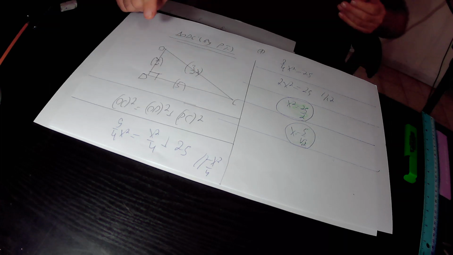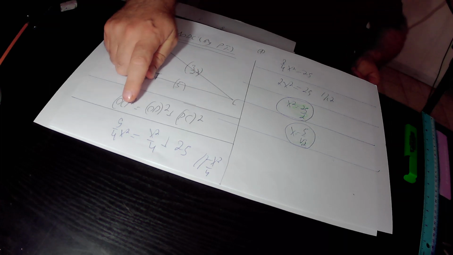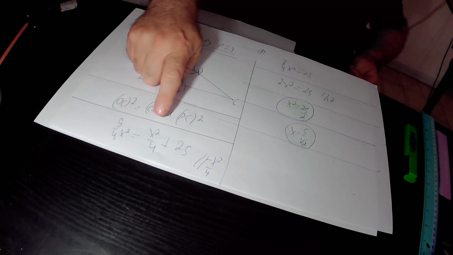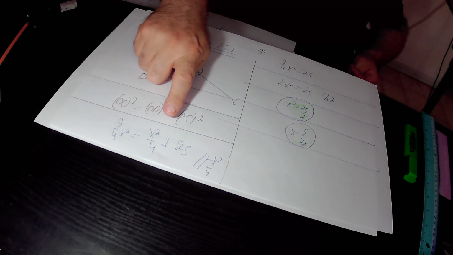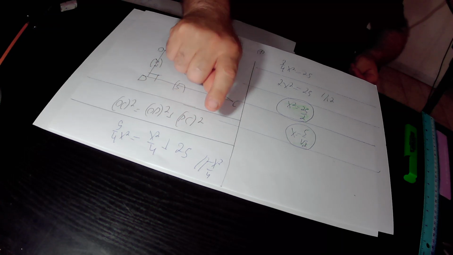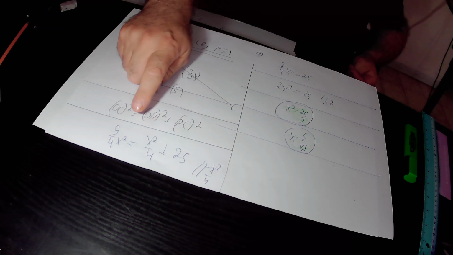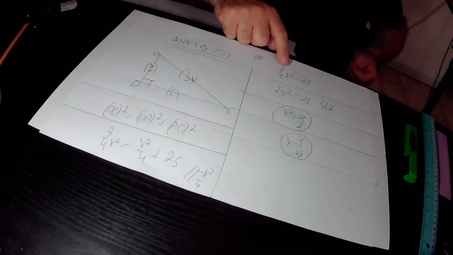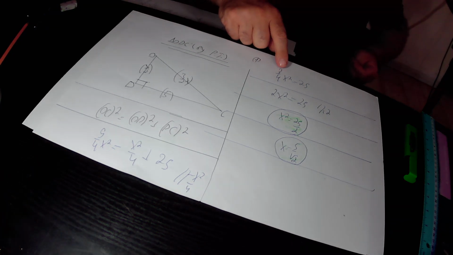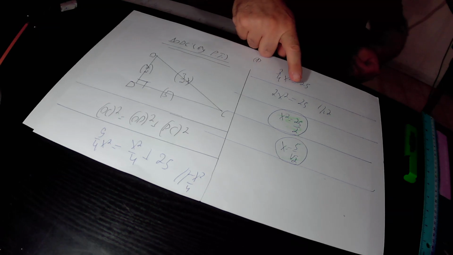So in total, we found out that 9 quarters times x squared equals 1 quarter x squared, plus 25. Here we subtracted x squared over 4 from this equation and finally found out that 9 quarters x squared minus 1 quarter x squared equals 8 quarters x squared, and it equals 25. 8 over 4 is 2, so in total this expression equals 2x squared, so 2x squared equals 25.